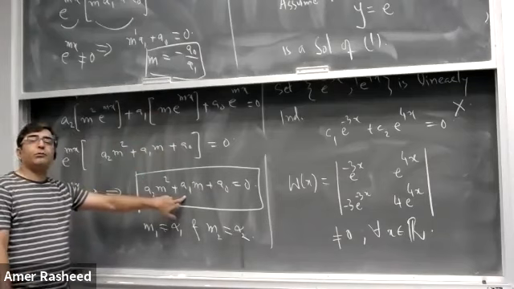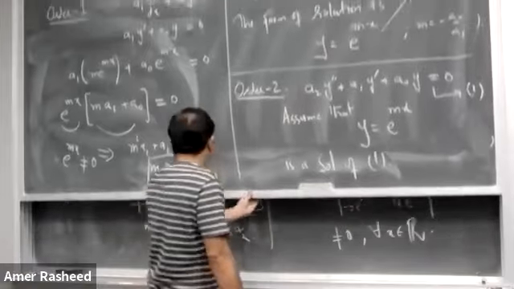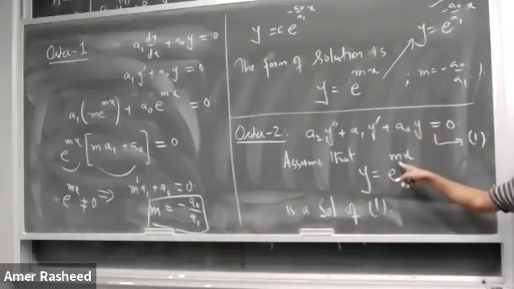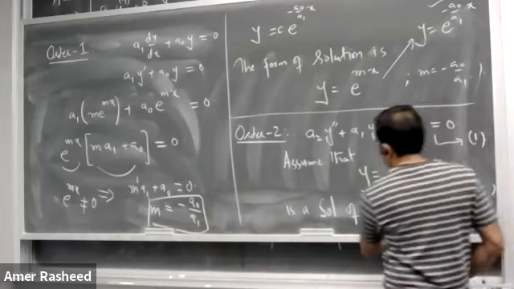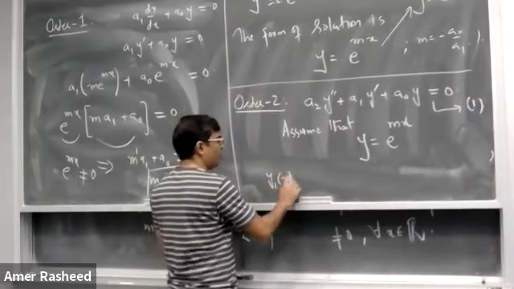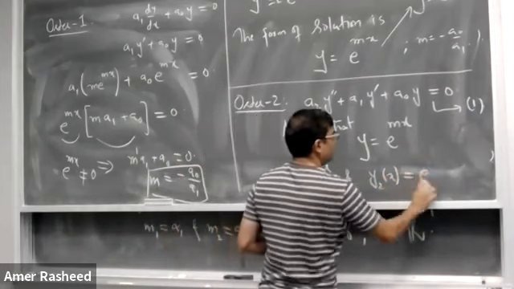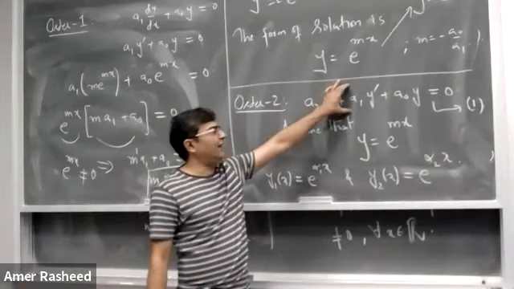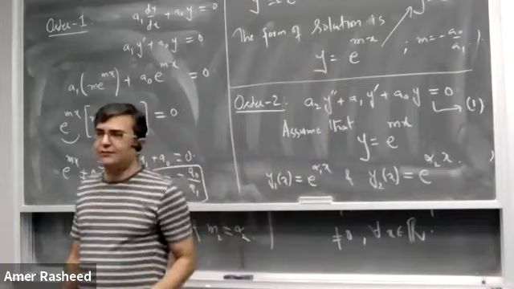So if this polynomial of degree 2 has two roots, m1 and m2, which are alpha 1 and alpha 2, then by inserting the values of m here, we can have two solutions. The solutions would be: y1 of x is e raised power alpha 1 x, and y2 of x is e raised power alpha 2 x. So these are two solutions of this equation, a second order linear homogeneous differential equation with constant coefficients.